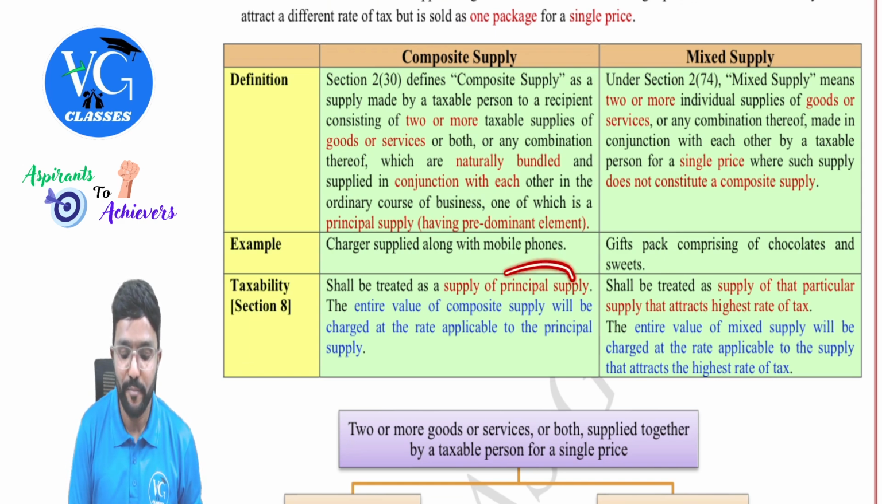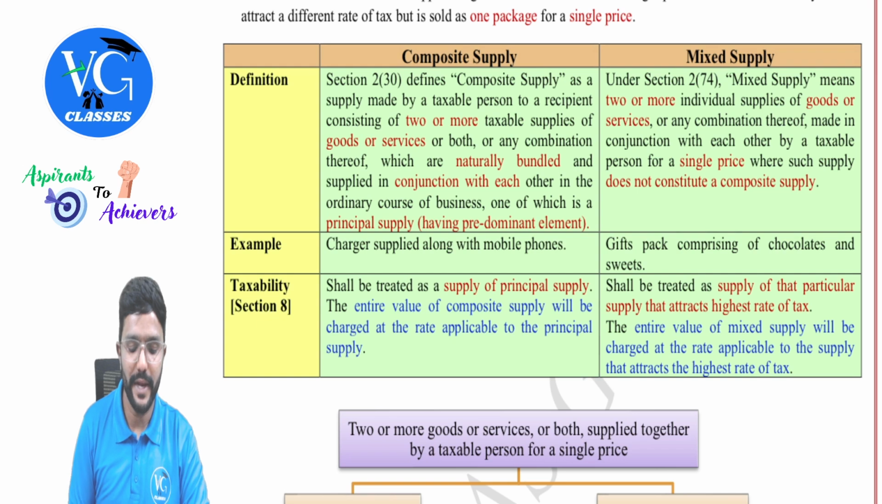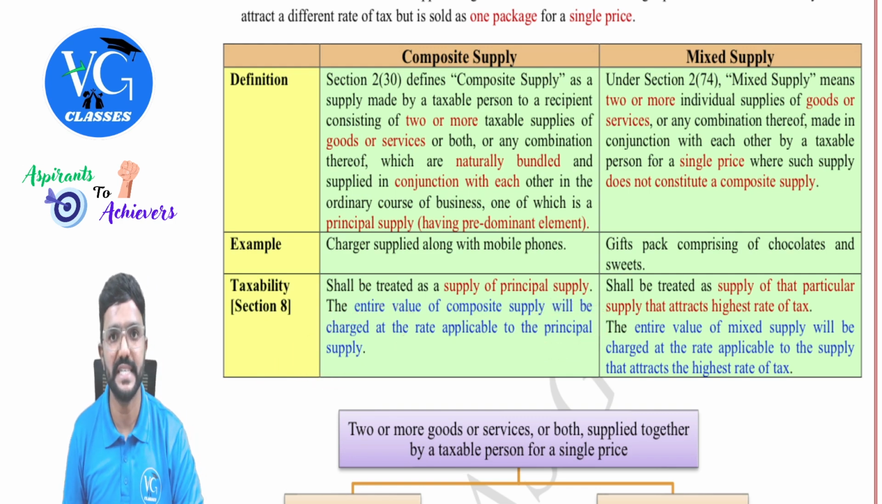And coming to section 8, which talks about taxability, they tell that in case of composite supply, it shall be treated as the supply of the principal supply. So the entire supply will be treated as a supply of the principal supply. The entire value of the composite supply will be charged at the rate applicable to whom? The principal supply. The GST rate applicable for the principal supply will be applicable on the entire sale value, guys.